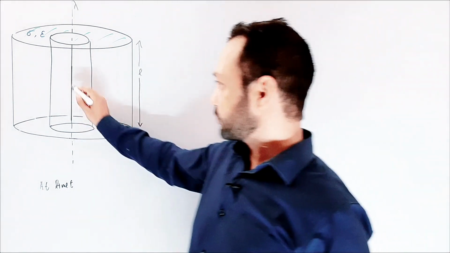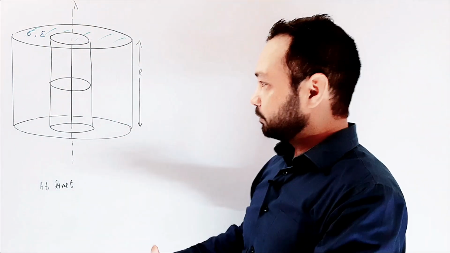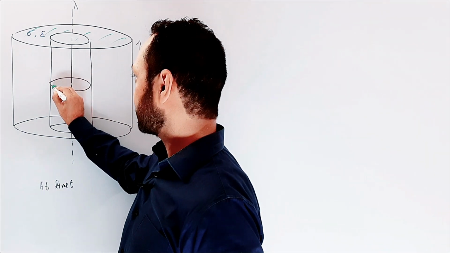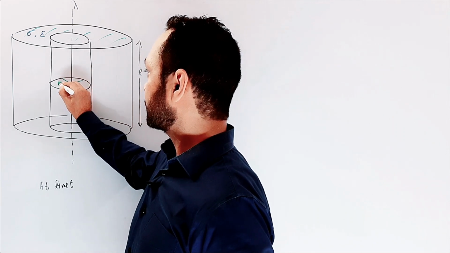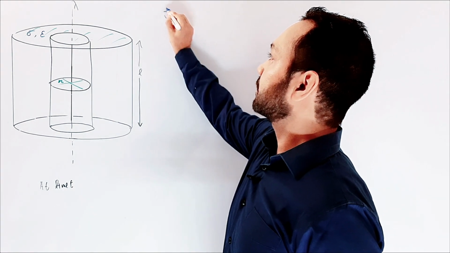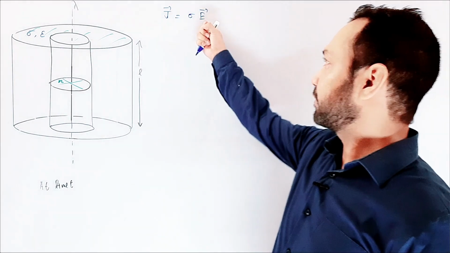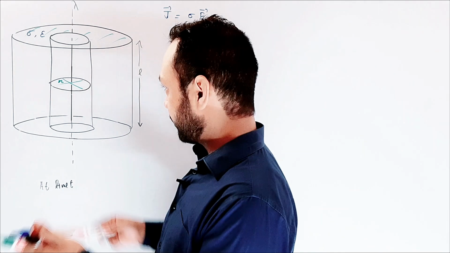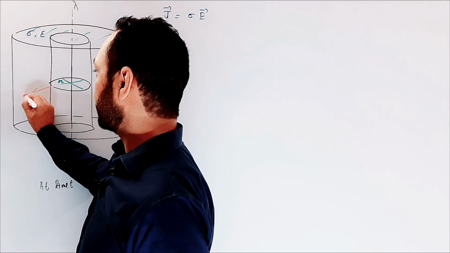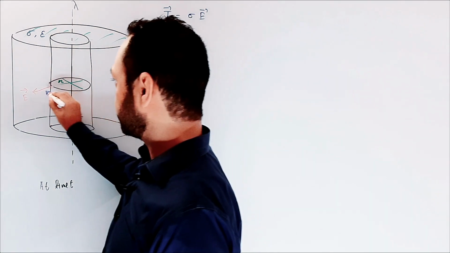So from this axis, suppose this is a point, and all the points on the circumference of this curved surface are at a distance small r from this axis. So this is r, and Ohm's law in vector form is J equal to sigma E, which tells that the current density vector and the electric field vector are parallel. Looking at this point, the electric field vector is along the radially outward direction. This is the E vector, and in the direction of the E vector there will be the J vector.